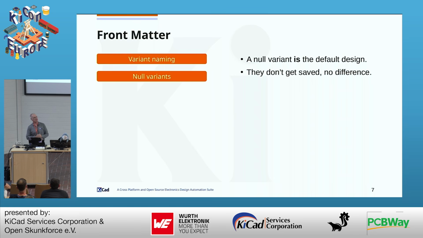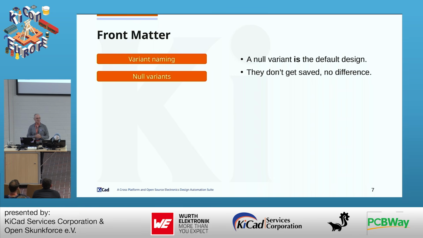Null variants. What's a null variant? Well, here's a simple example. My original schematic has a 1k ohm resistor. In my variant, I say I want that resistor to be 10K. And somewhere along the line, I'm not paying attention, and I change the base symbol to 10K. There's no diff anymore. So the variant is a null variant.